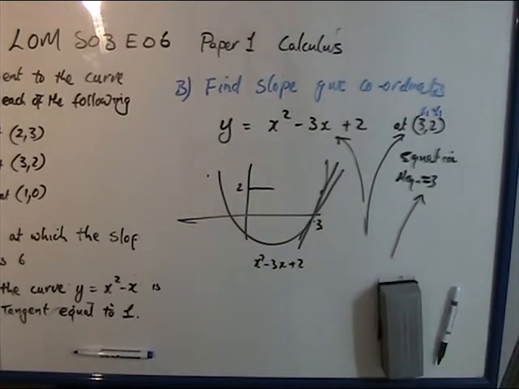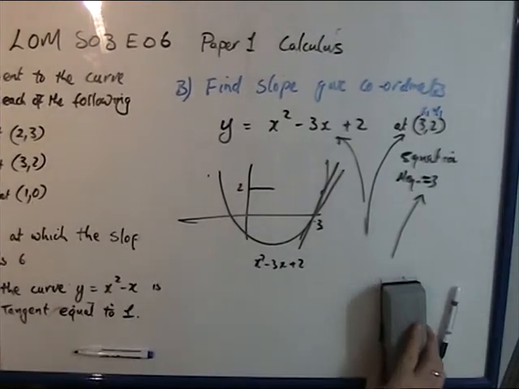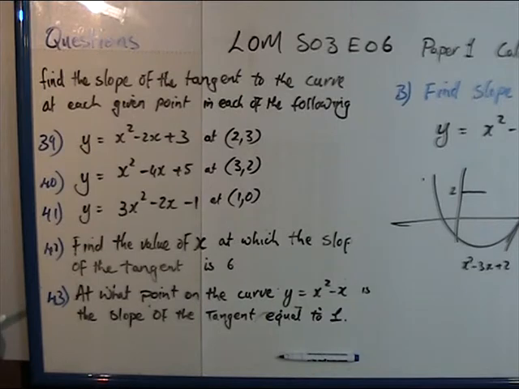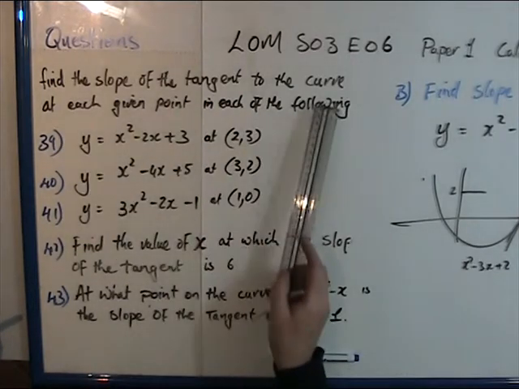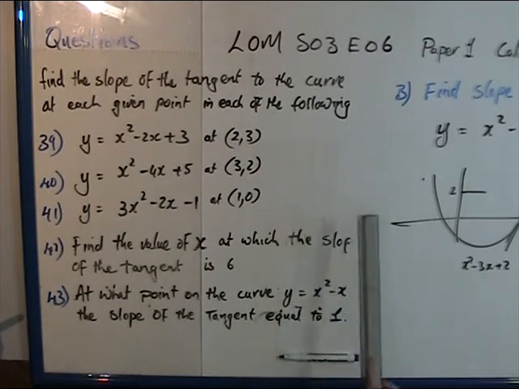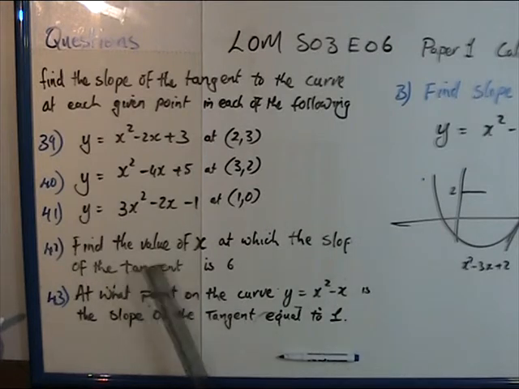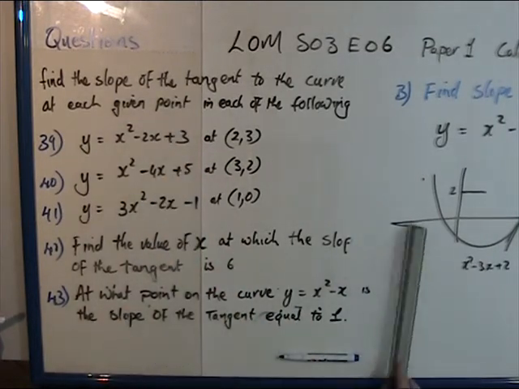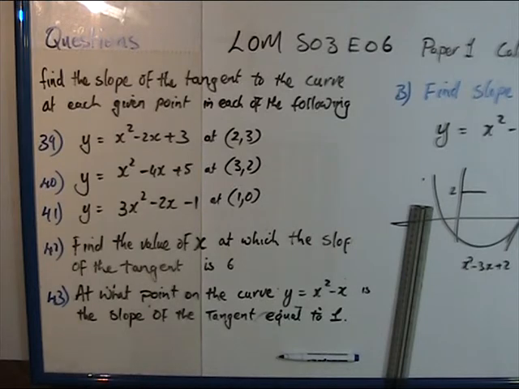Do those. And don't forget the questions. Right, let's have a quick look at these questions. Find the slope. This is part A and this is part B. Find the value of x for which the slope of the tangent is 6. At what point on the curve y is equal to x squared minus x is the slope of the tangent equal to 1? So you're given these points and you're asked to find the slope. So you have two methods there. Do those questions. Thank you.